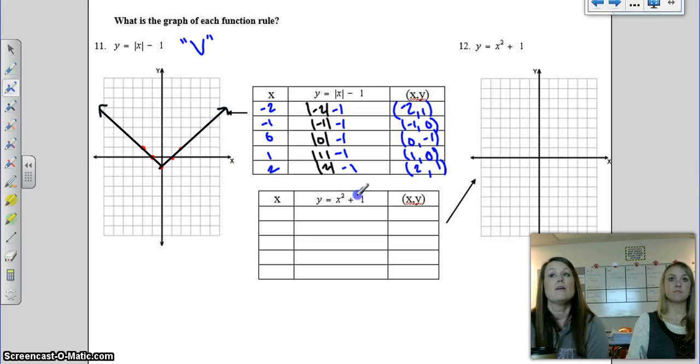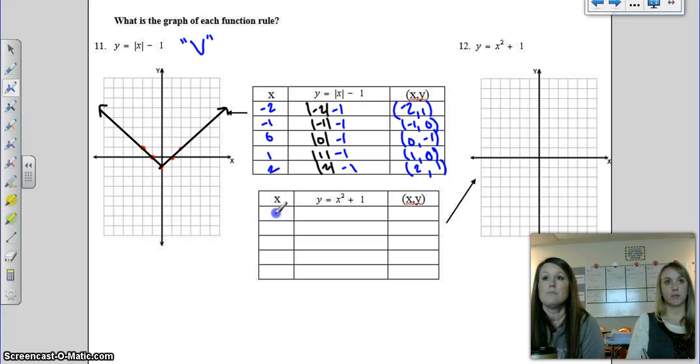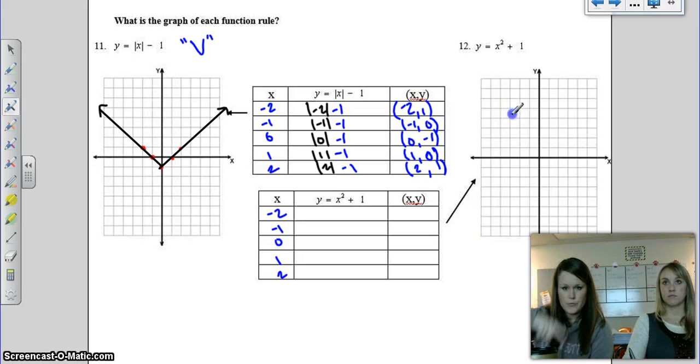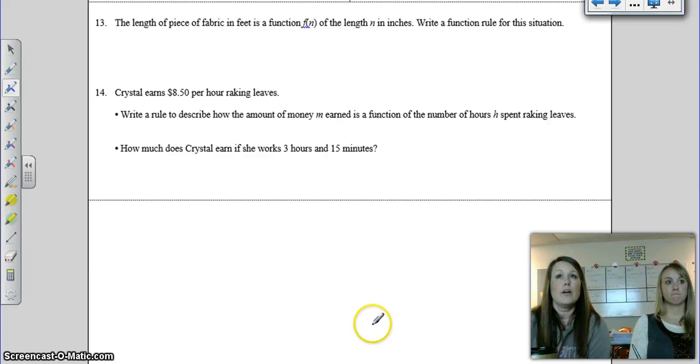Now this one, we don't need to go through the entire situation. Just use those same numbers again. And my graph should make a U. So it'll be kind of a little bit tighter, something like this. And again, we don't know if it's down here or up here. It's going to be right there, I think, actually. Okay, the length of a piece of fabric in feet is a 1 minute.